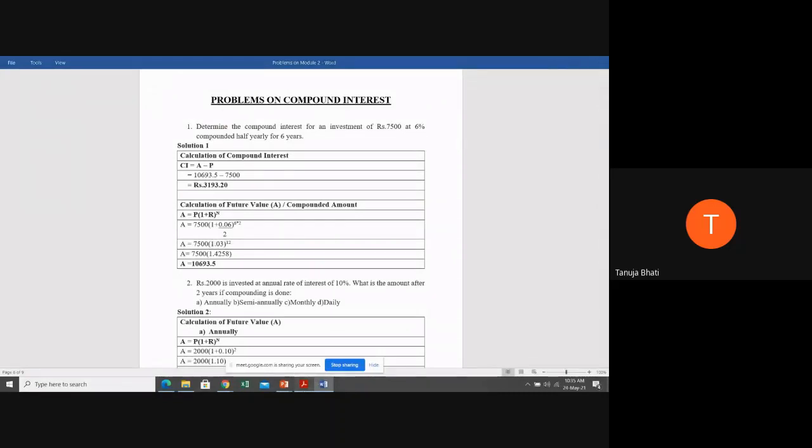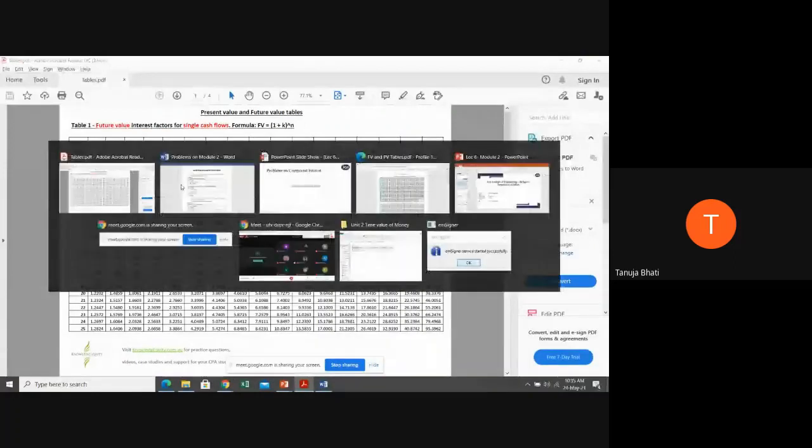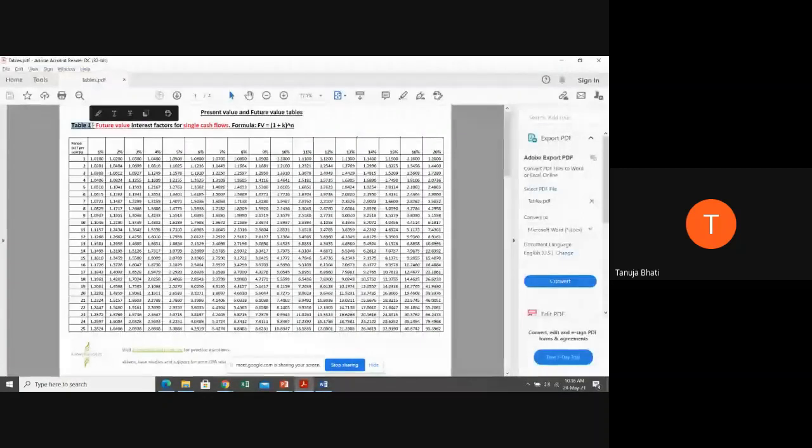So it is 3% for 12 years. You go to 3%, and which table do I have to use, students? We are going to calculate the future value, correct? Future value. Now it is a single cash flow. 7,500 is invested only once. There is no series of investments of 7,500. So table number 1 is for calculating the future value of a single cash flow. So we are going to use table number 1.